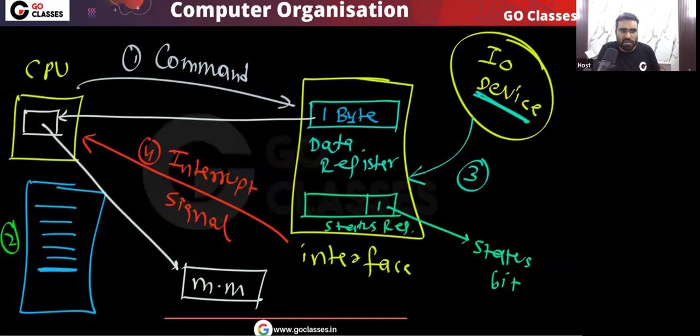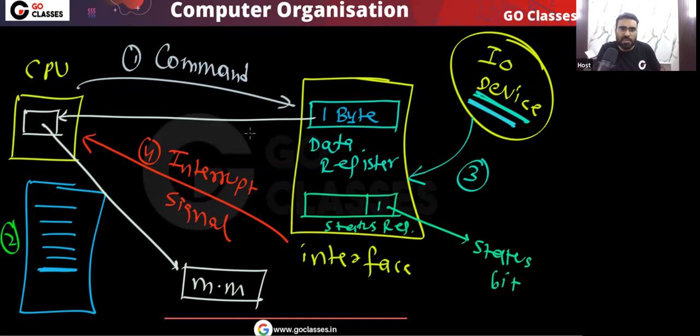So now what will the CPU do? Again, the CPU will give the command for the next byte, because the IO device will need time to prepare the next byte. Yes or no? The IO device is very slow. Very slowly it is giving the data to the interface.